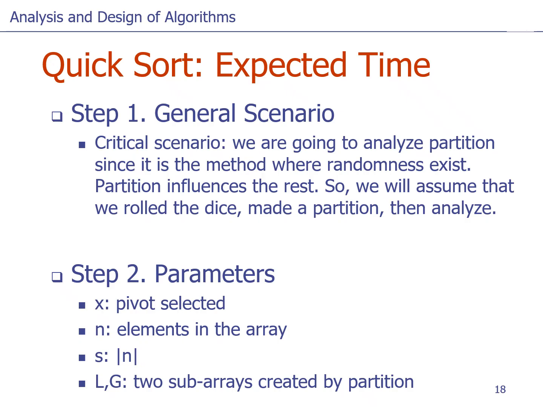So let's look at the analysis of quicksort. The general scenario that I will try to analyze is the partitioning due to a pivot location that was generated via a random process.